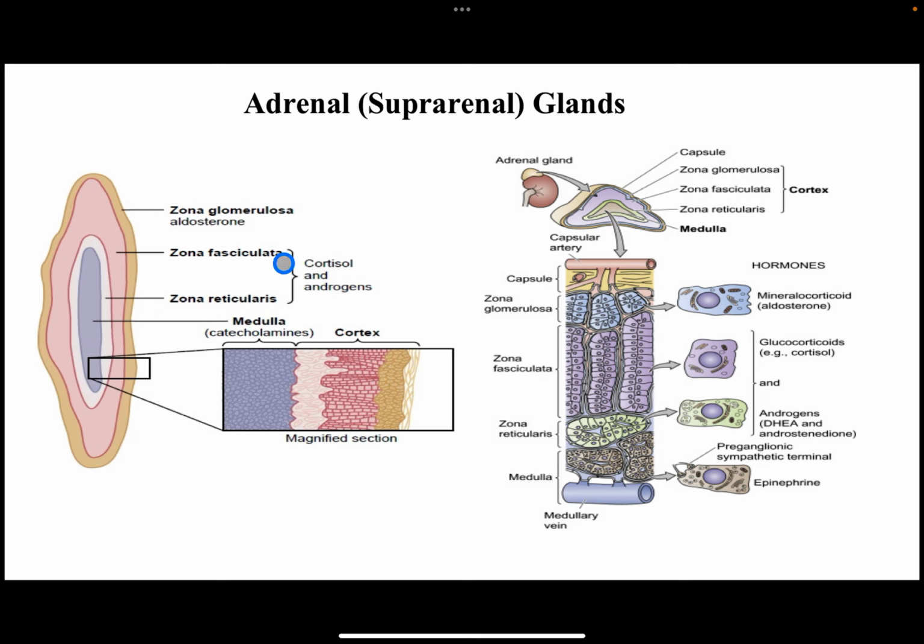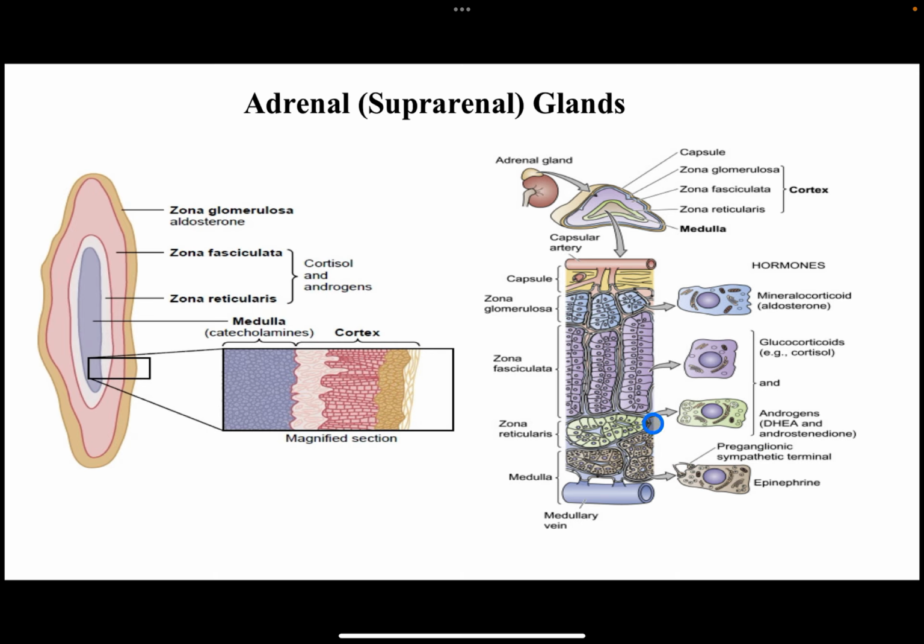Okay, the zona fasciculata secretes the cortisol or glucocorticoids. The zona glomerulosa secretes the mineralocorticoids or the aldosterone, and then the zona reticularis secretes the dihydroepiandrosterone. Okay, so over here you see we have the adrenal gland or the suprarenal gland. We have the middle layer, which is the medulla. Okay, they secrete the epinephrine and norepinephrine.